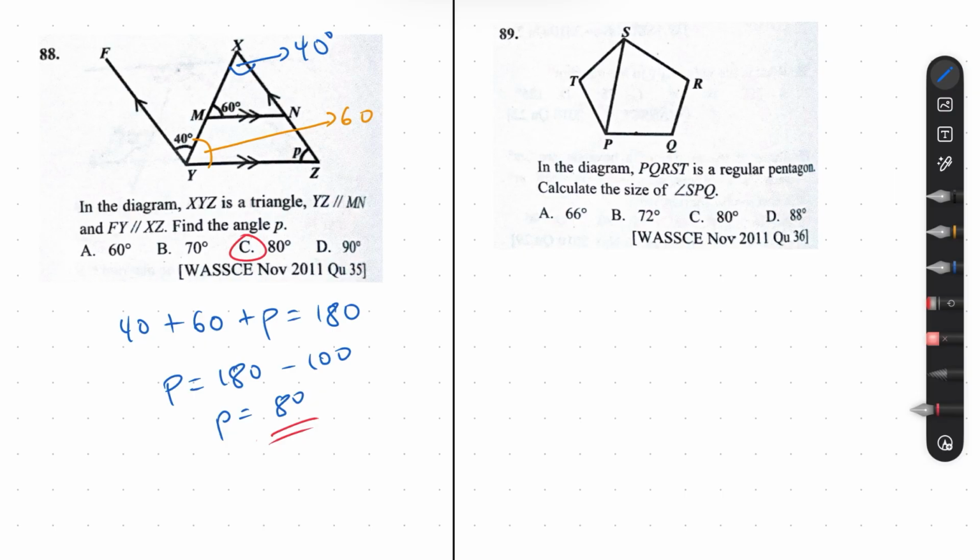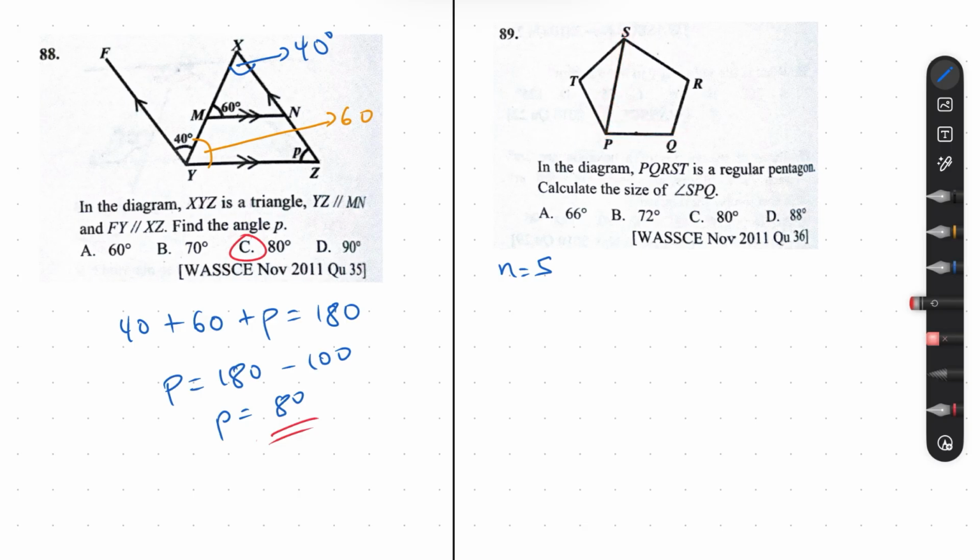Cool. Let's move on to question number 89. The question says, in the diagram, this is a regular pentagon. Pentagon means how many sides? N equals 5. Okay? That's a pentagon. Now, that's the number of sides. Calculate the size of angle SPQ. So this is the angle we are looking for.